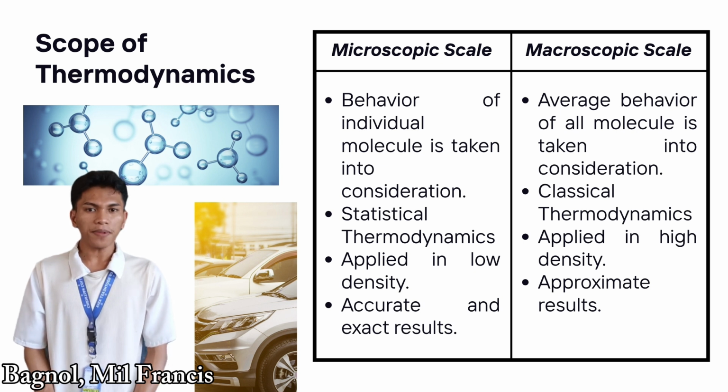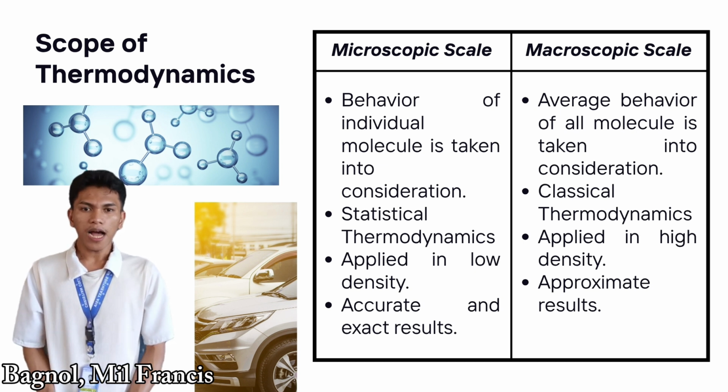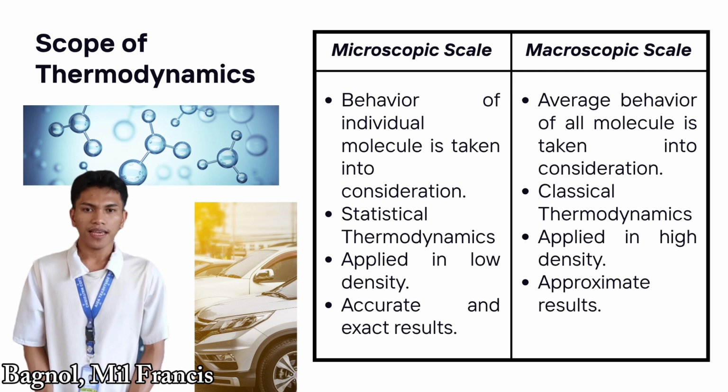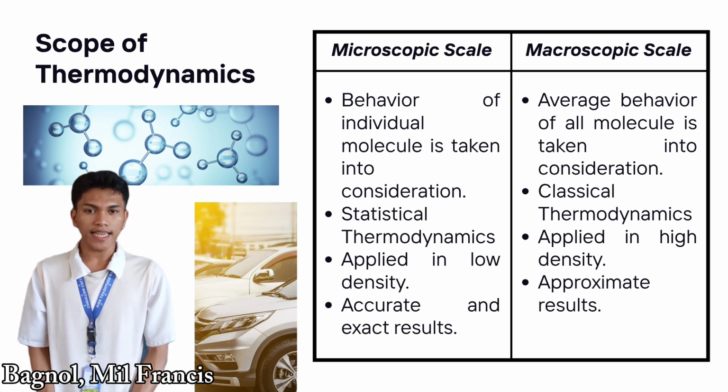First is microscopic scale. This level looks at tiny particles like atoms and molecules. For example, in chemistry, scientists study how heat affects chemical reactions and how molecules behave when energy is added or removed. Second is macroscopic scale. This level focuses on things we can see, like temperature changes, pressure, and energy flow. For example, in engineering, thermodynamics helps design engines, refrigerators, and air conditioning systems.